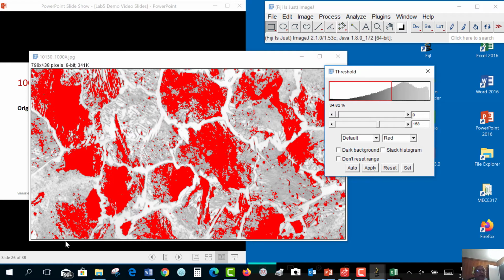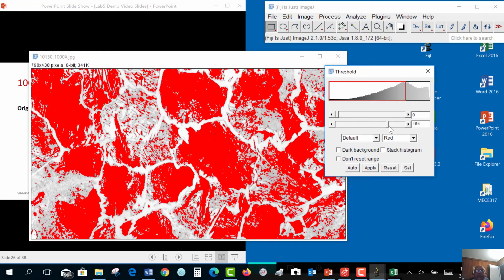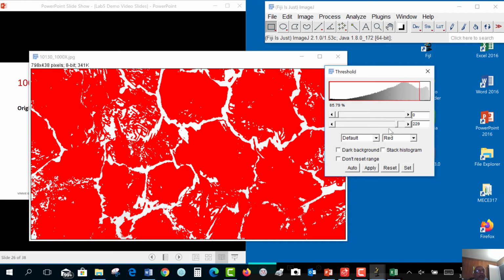So let's understand what this image is all about. These white areas surrounding these perlite colonies are pro-eutectoid cementite. That's what we want to essentially discriminate against, these river-like white things surrounding each grain. So this time I'm going to adjust so that I can capture much of this perlite.